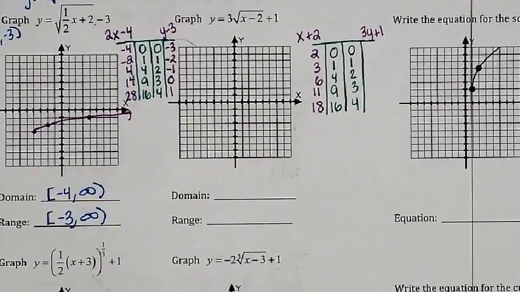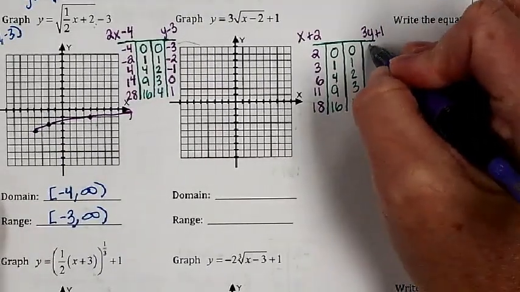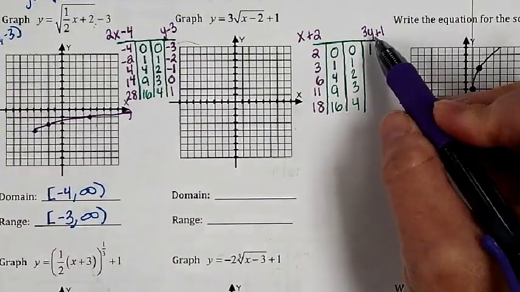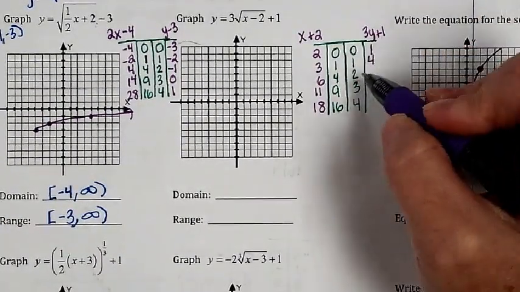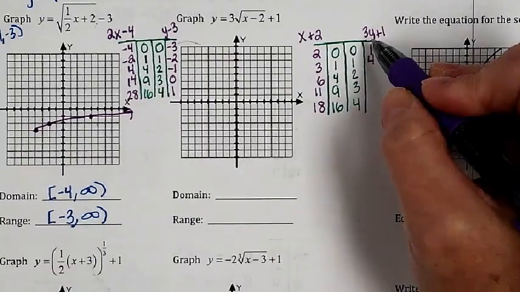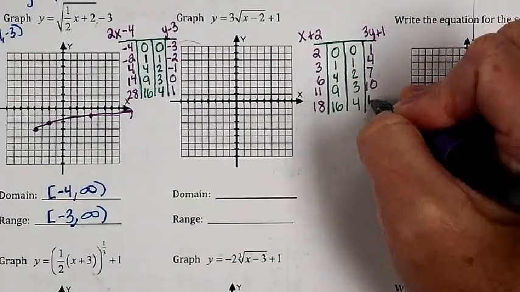Now for the y values, we have 3y plus 1, so when I put in 0, 3 times 0 is 0, plus 1 is 1. Then when I put in 1, 3 times 1 is 3, plus 1 is 4. And then 2, 3 times 2 is 6, plus 1 is 7, and then we have 10 and 13. And so now we can graph.